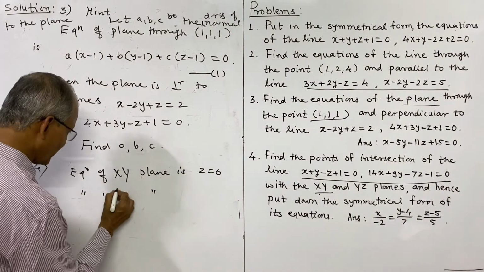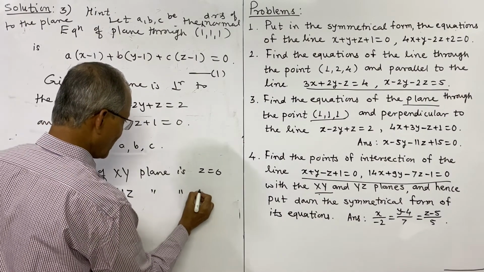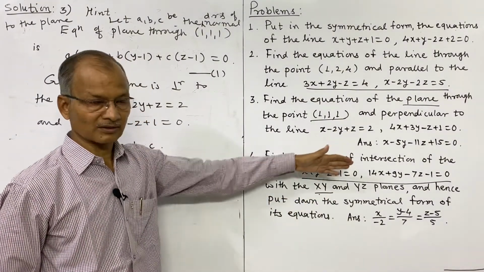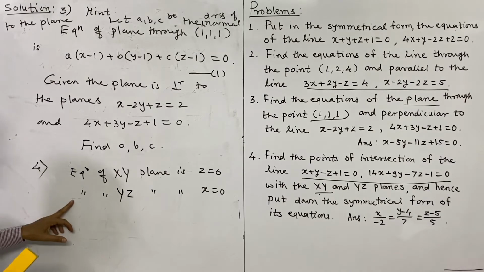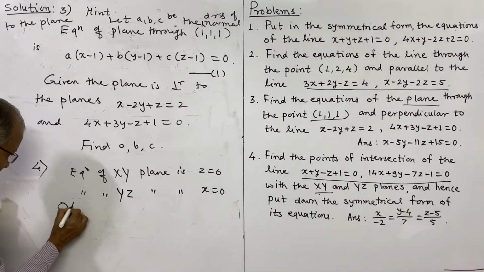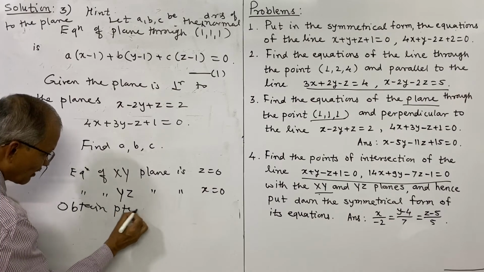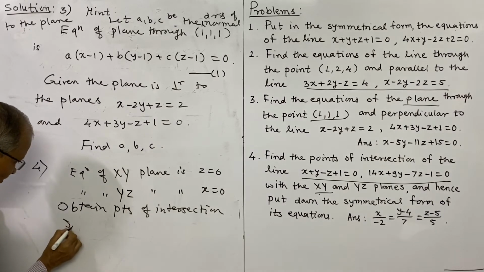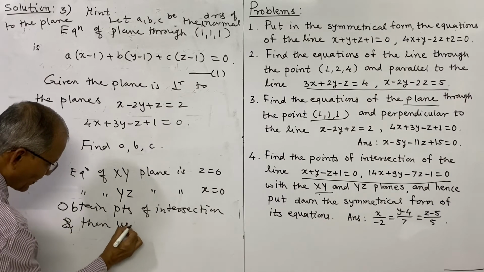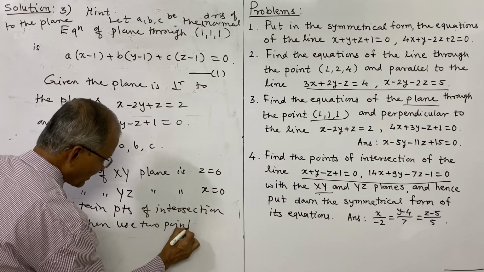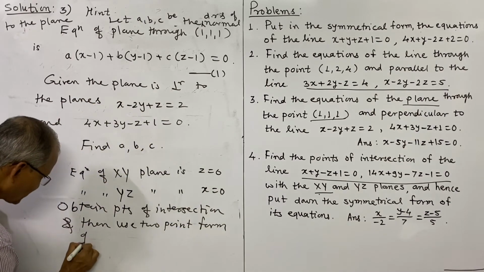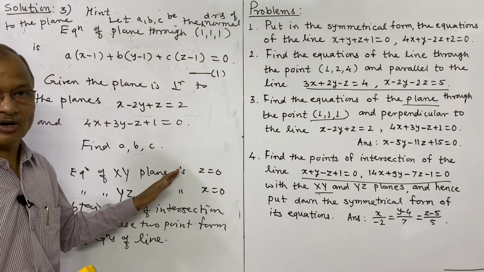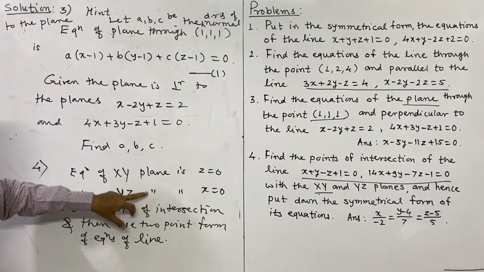And further, the equation of the YZ plane is x is equal to 0. So put x is equal to 0 next, so this gives 1 point and this gives another point. Then obtain the points of intersection, and then use the 2-point form of equations of line. We know how to write equations of a line passing through 2 points. So this gives 1 point, this gives another point.